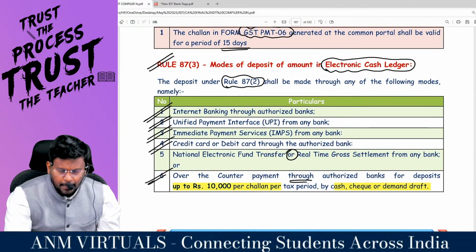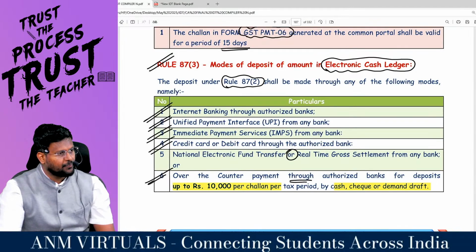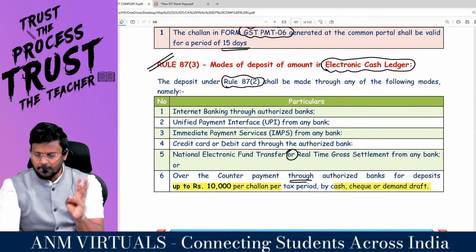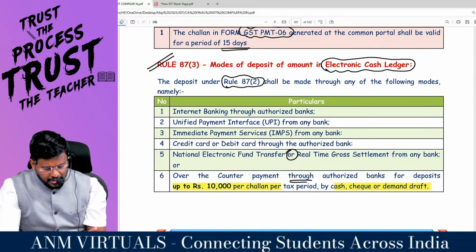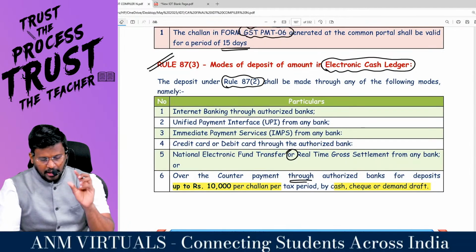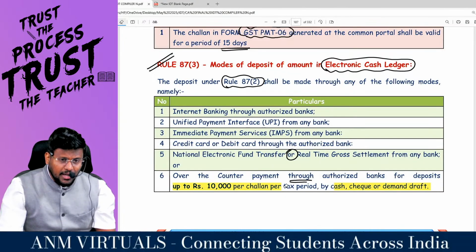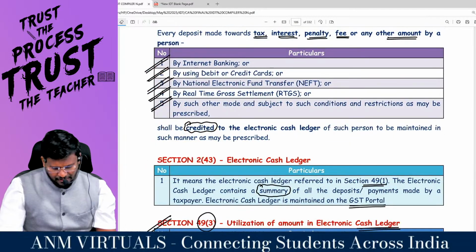This is called the mode of deposit of the amount in the electronic cash ledger. You tell me what are the modes? Number one, internet banking through authorized bank, UPI, IMPS, credit card or debit card, NEFT, RTGS, and over the counter payment. This is what they have said here.